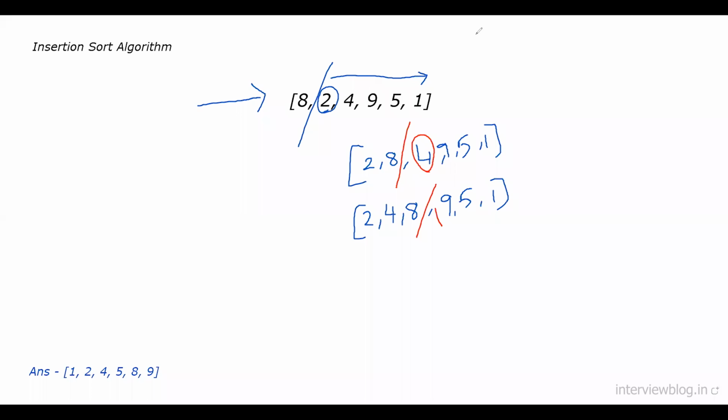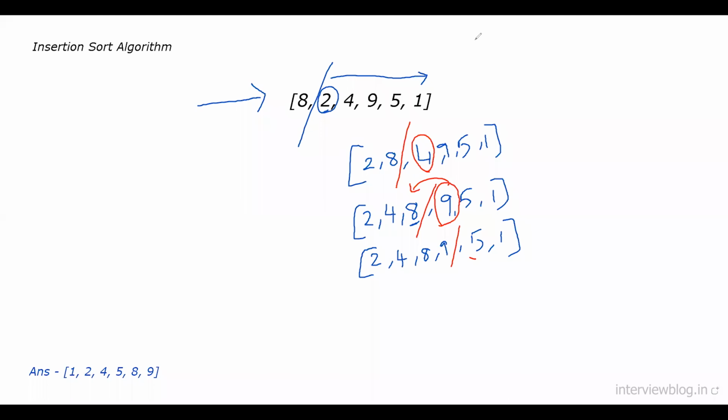So now we'll be inserting this 9 into the tentatively sorted list. To do that, we'll be comparing 8 and 9. Since 8 is the greatest element present in the tentatively sorted list, we compare 8 and 9. We can see that 8 is less than 9. Hence, we don't have to swap anything. So now our tentatively sorted list becomes 2, 4, 8 and 9, and the remaining part of the array is 5 and 1.